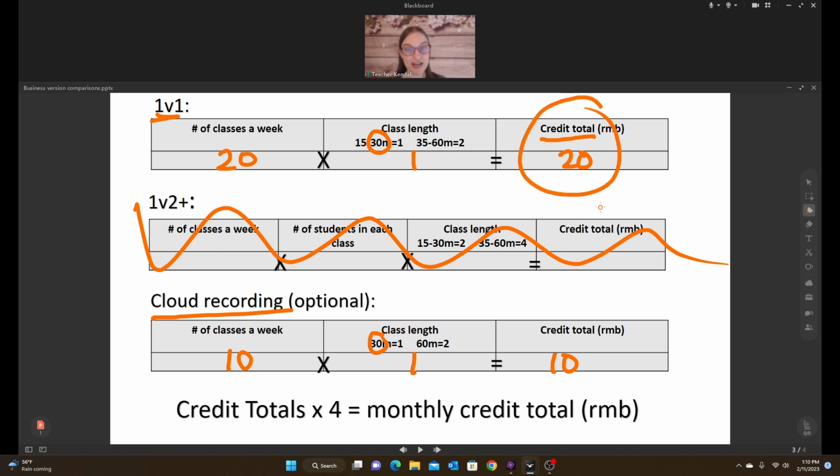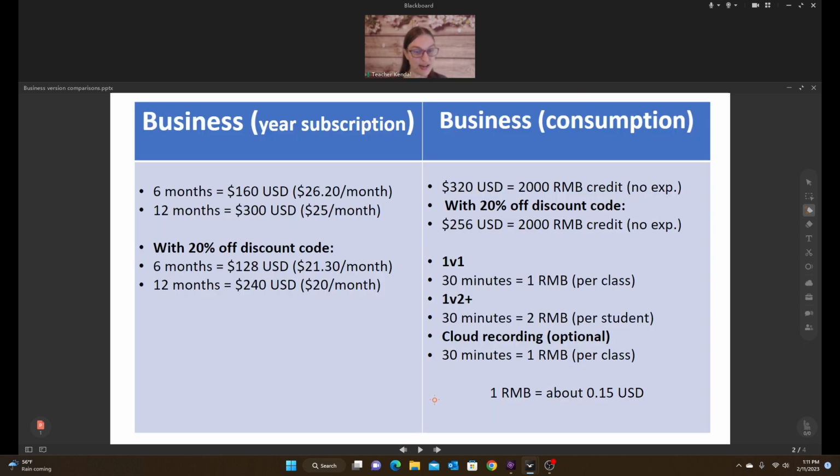So now I just add up my totals. In 1 week, I will use 30 RMB credits. But again, I want to find out the month total, so I multiply by 4. So I know in a month, if I teach every single one of my classes, I will use 120 RMB credits. So now I need to go back to my phone and figure out how much that is in US dollars at this moment. So right now, 120 RMB is about $17.62.